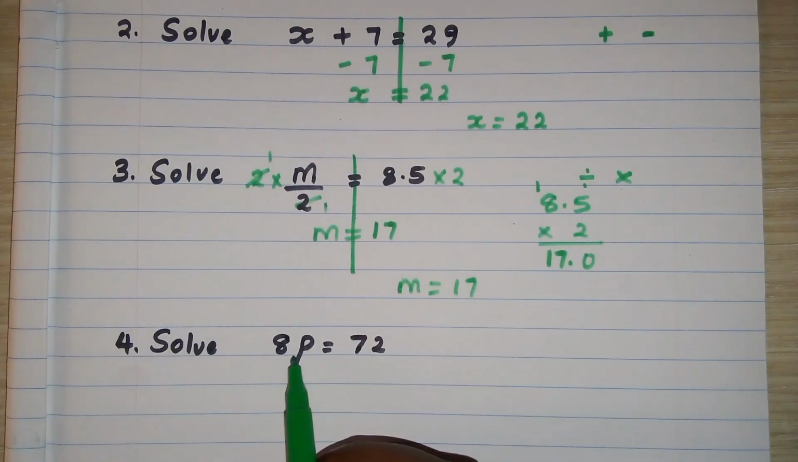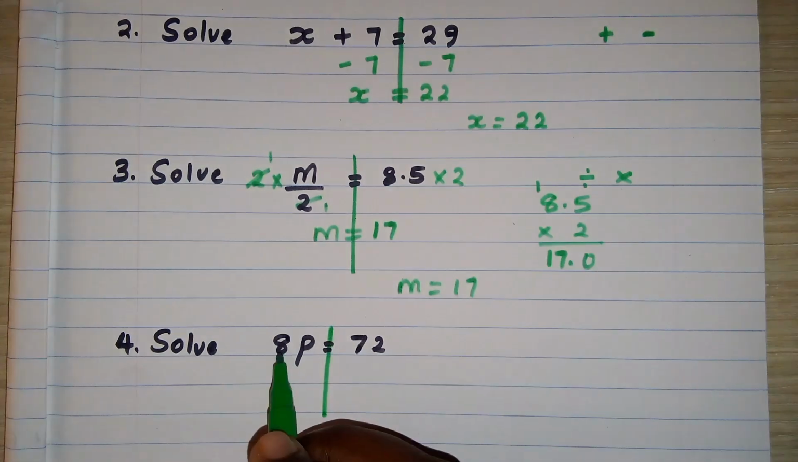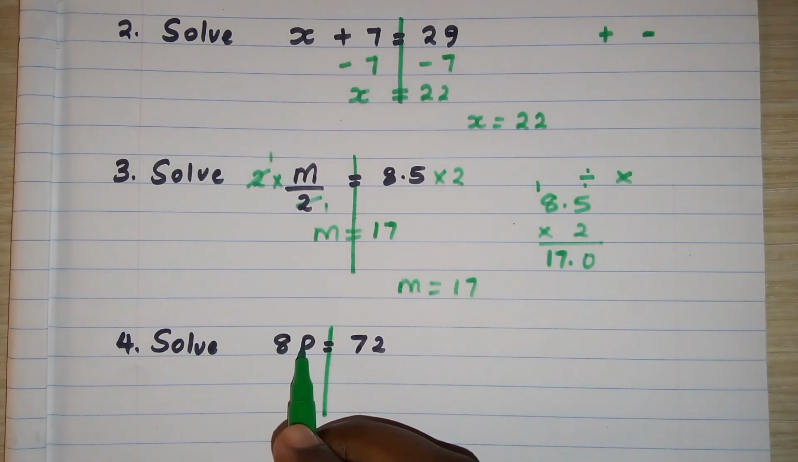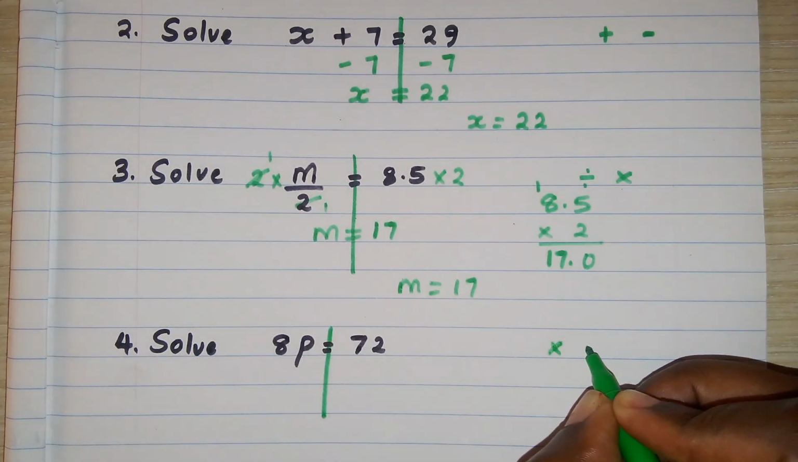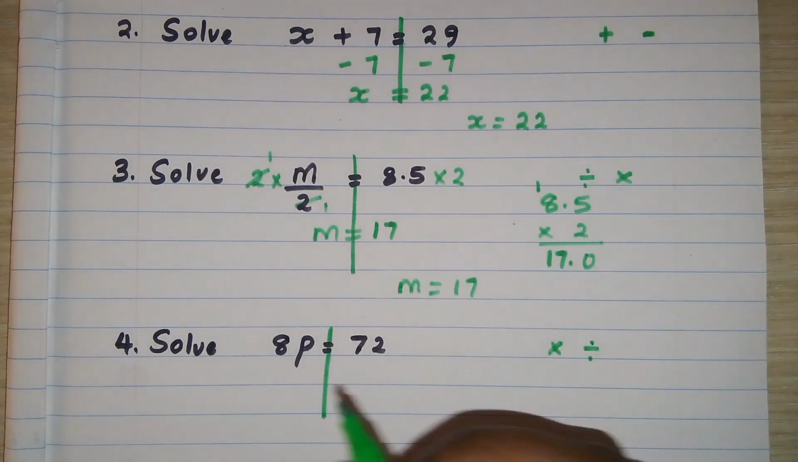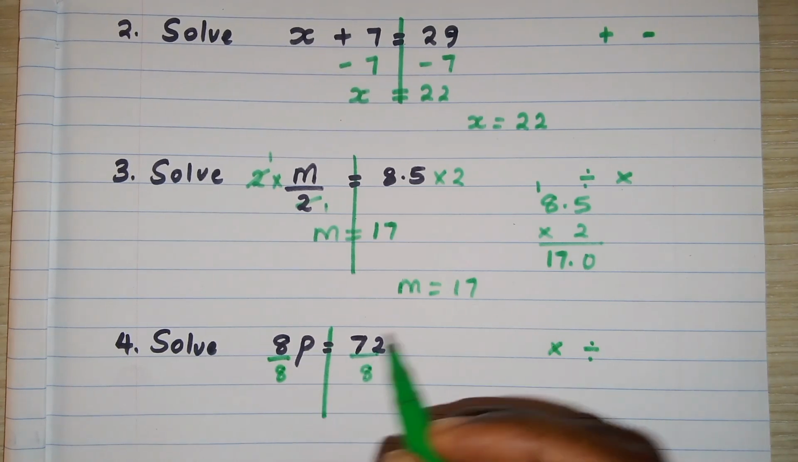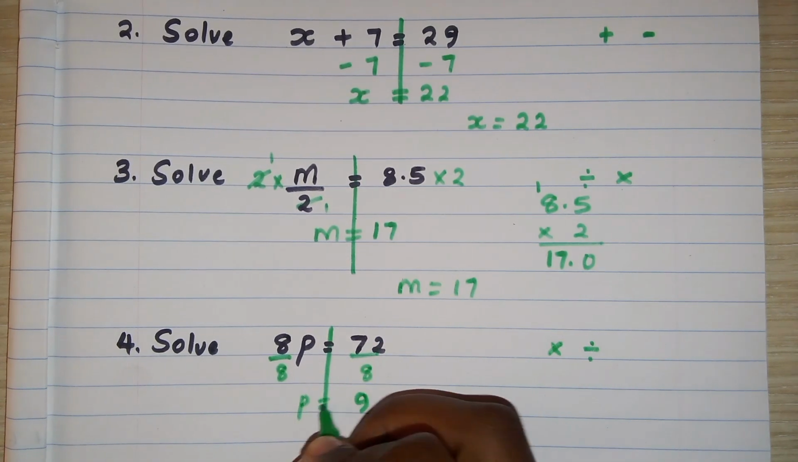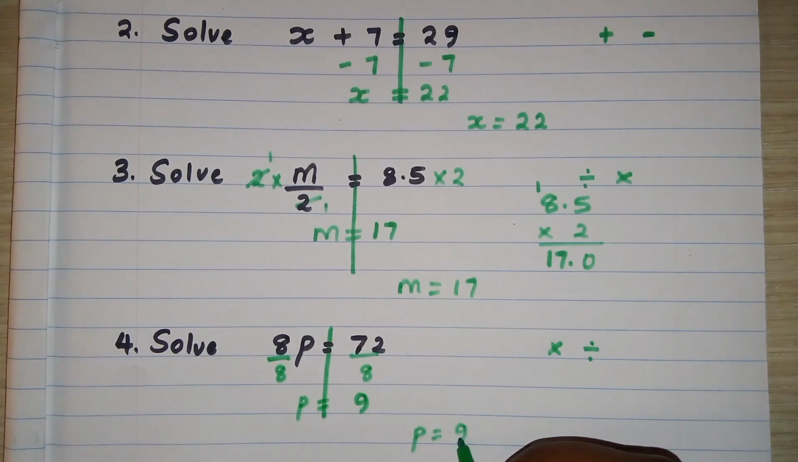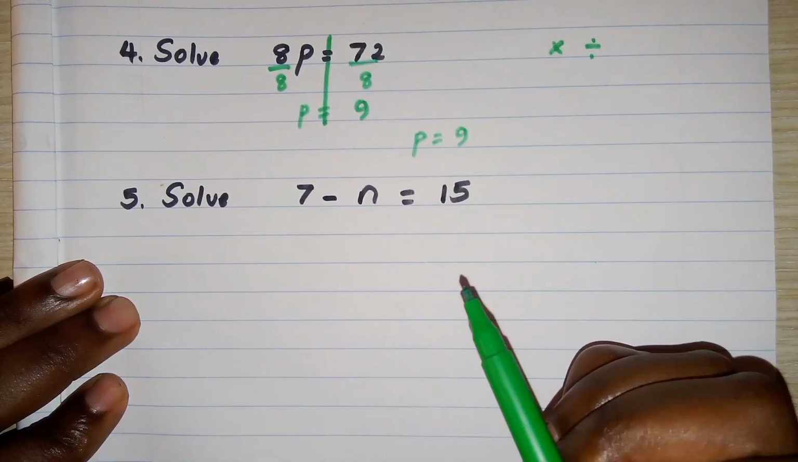Number 4, solve 8p equals to 72. So draw your line. Then 8p is joined by times. So there's a times here. So we do the opposite of times is division. We divide both sides by 8. 72 divided by 8 is 9. P equals to 9.